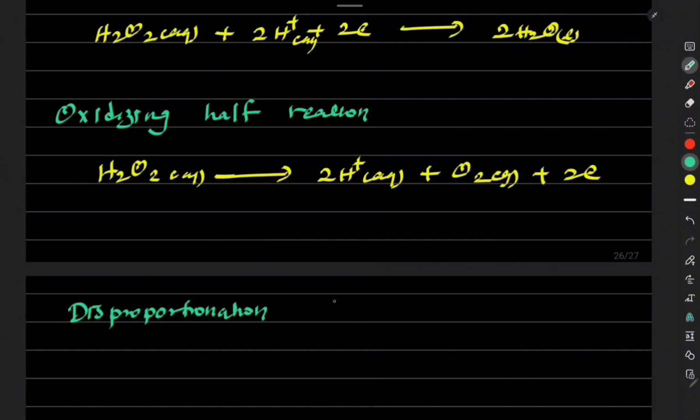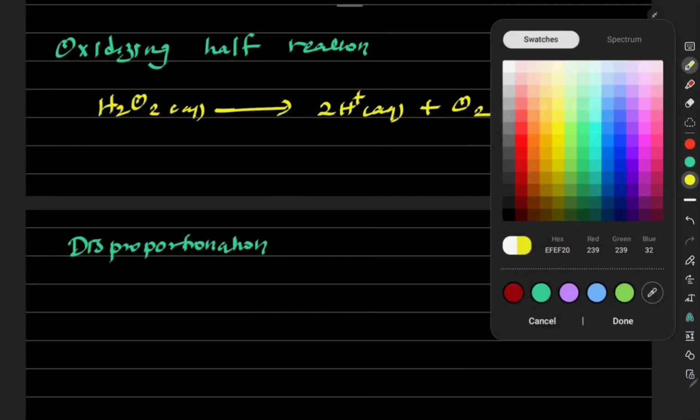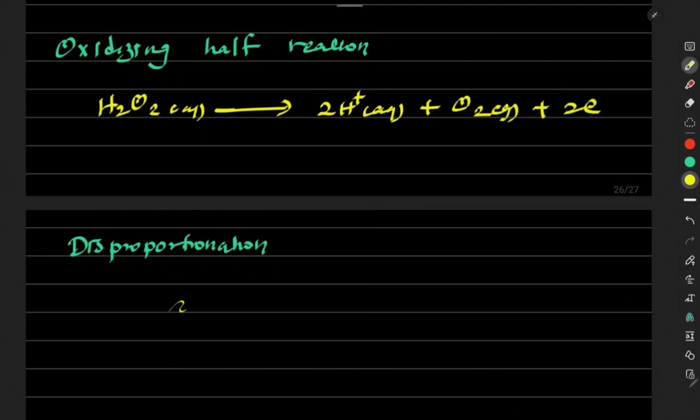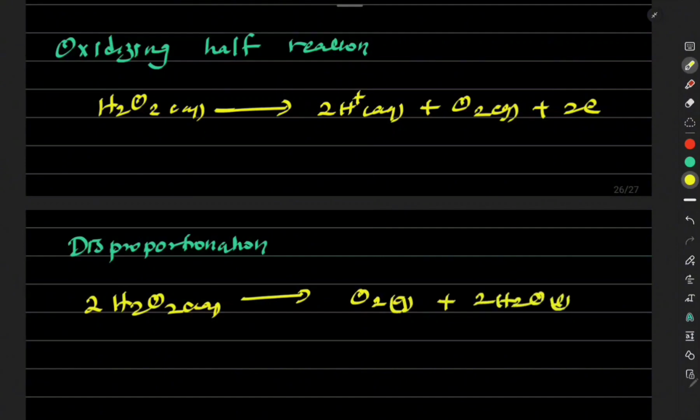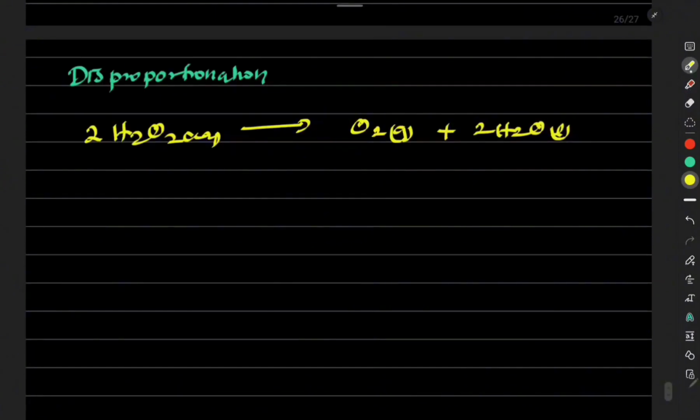Disproportionation reaction of hydrogen peroxide. These 2 H2O2 aqueous disproportionate into oxygen gas plus 2 H2O liquid. This is a disproportionation reaction of hydrogen peroxide. Now let's look at the next reaction.